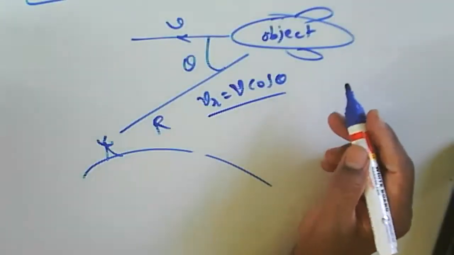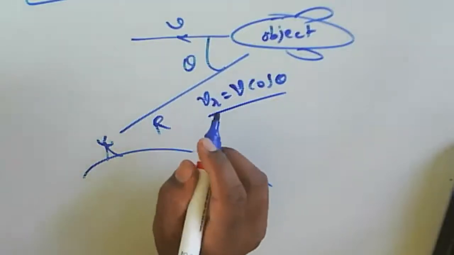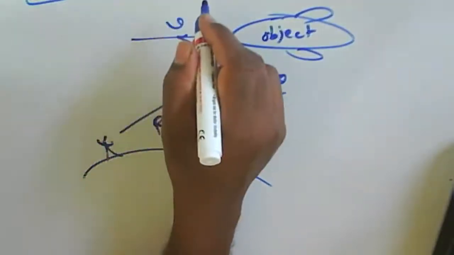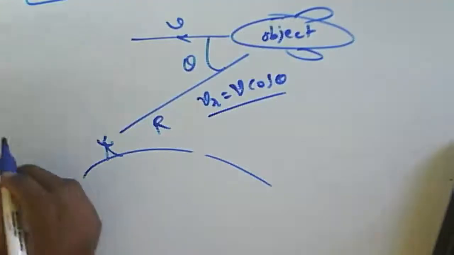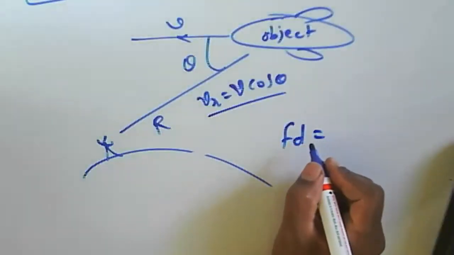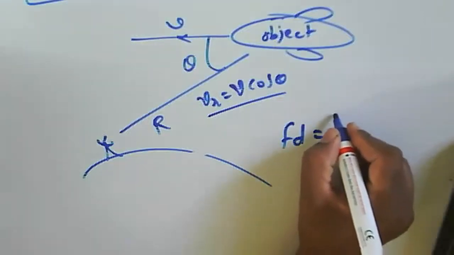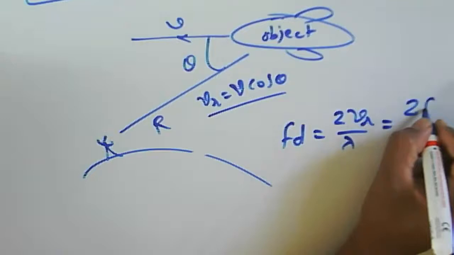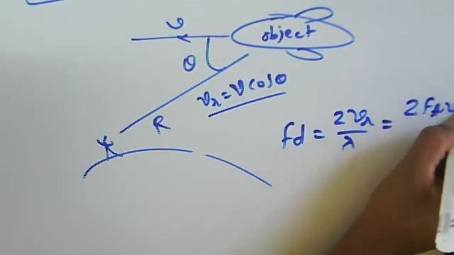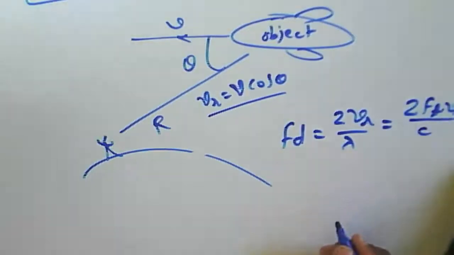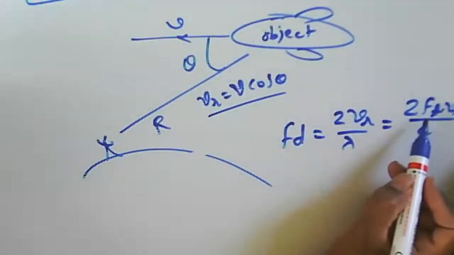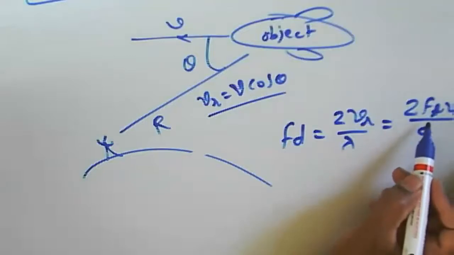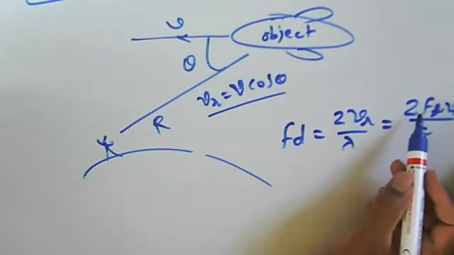And we defined earlier what the Doppler shift is. The Doppler shift is Fd, which is equal to twice Vr by lambda. And Ft is equal to C by lambda, as we defined earlier.